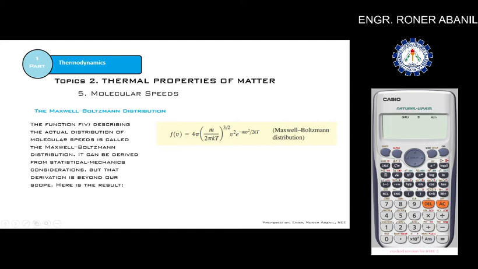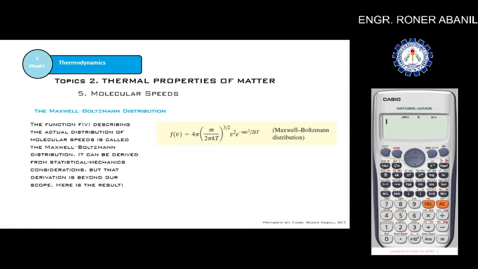Now this is the Maxwell-Boltzmann distribution. The function f(v) that describes the actual distribution of molecular speeds is called the Maxwell-Boltzmann distribution. It can be derived from statistical mechanics considerations, but that derivation is beyond our scope. So this is the result; just take note of it.